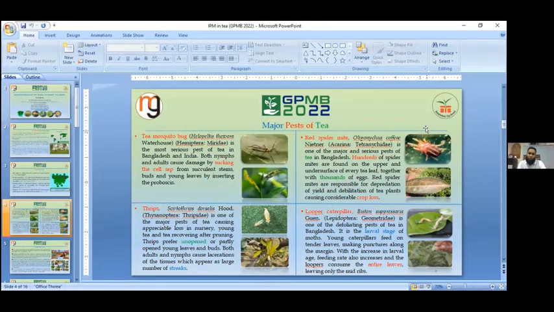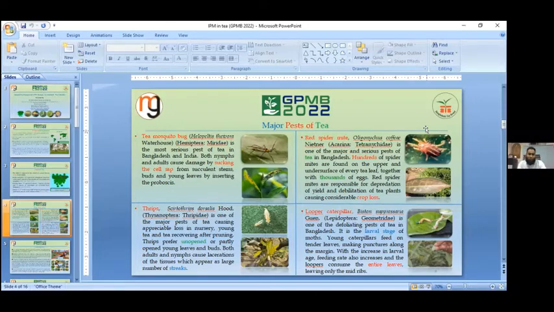Both nymphs and adults cause damage by sucking the cell sap from succulent stems, buds, and young leaves by inserting their proboscis. Next is red spider mite. It is Oligonychus coffeae. It is one of the major and serious pests of tea in Bangladesh, and we can see hundreds of spider mites on the upper and under surface of every tea leaf, together with thousands of eggs. Red spider mites are responsible for depredation of yield and debilitation of tea plants, causing considerable crop loss.